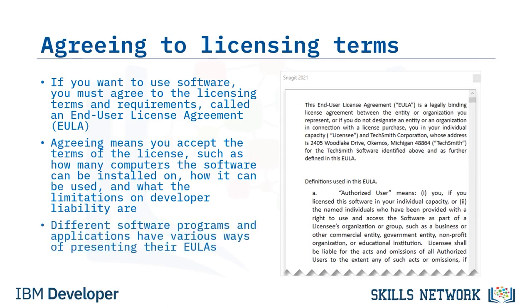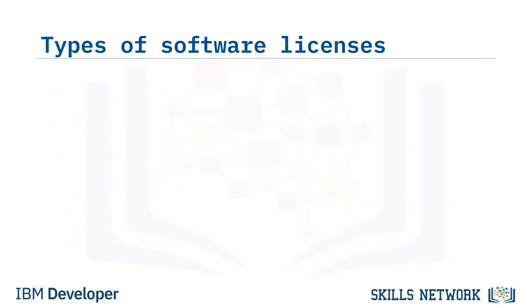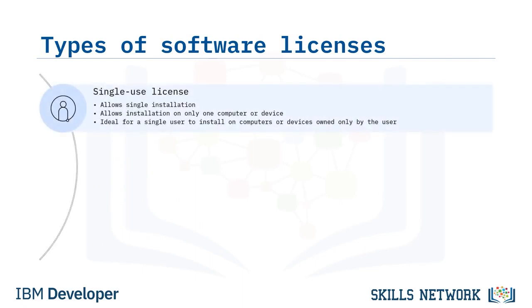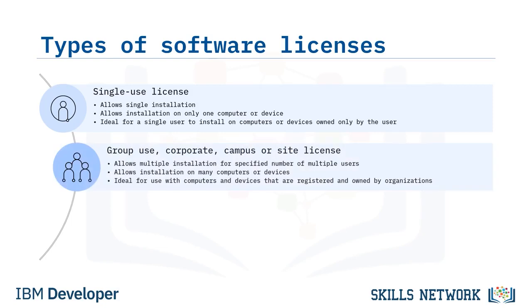Different software programs and applications have various ways of presenting their EULAs. Let's look at some common examples of types of licenses. Single-use licenses allow a single installation on one computer, or, depending on the software, the license may allow a single user to install the software on any machines that belong to the user. A group use, corporate, campus, or site license allows multiple installations for a specified number of users. It also allows installation on many computers or devices.